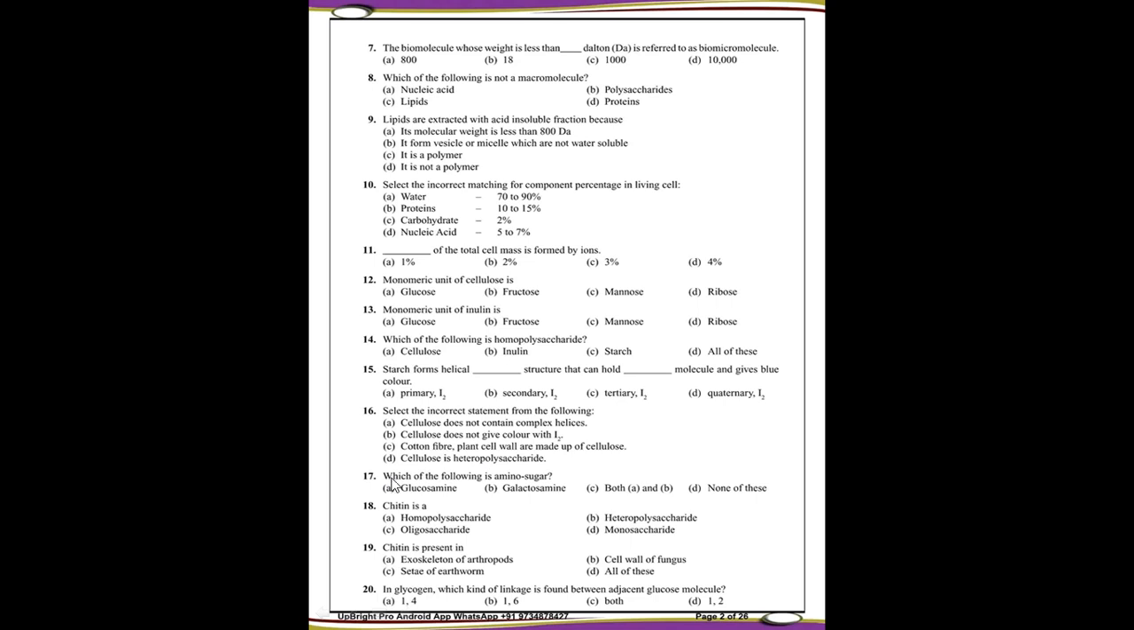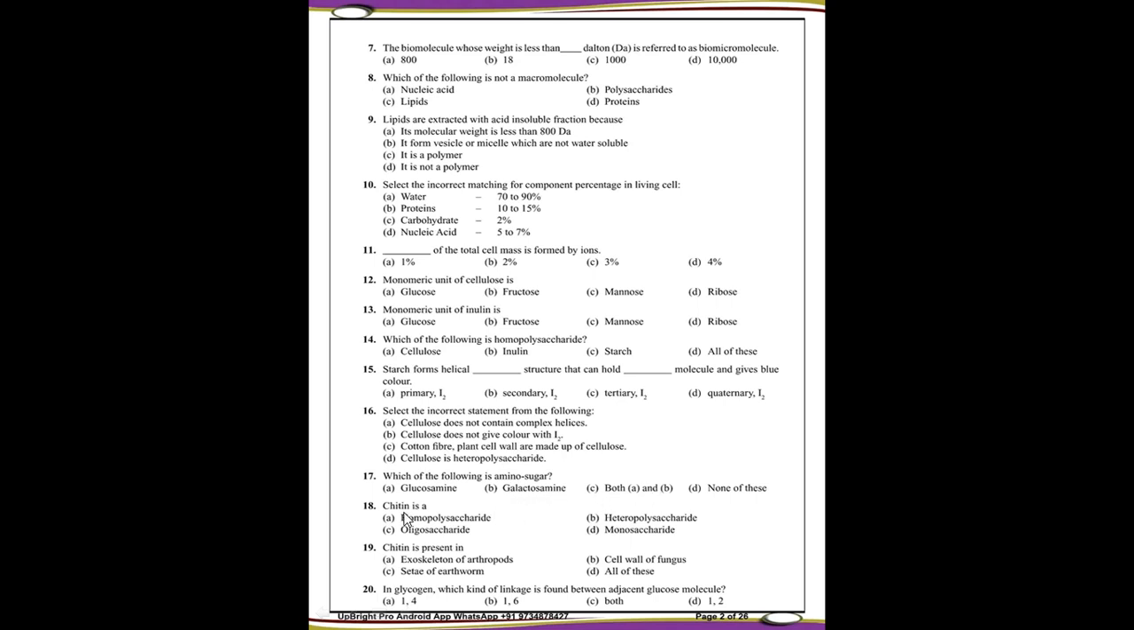Question 17. Which of the following is an amino sugar? An amino sugar is made of a sugar and an amino group. Is it glucosamine, galactosamine, both A and B, or none of these? I think the answer is C, both A and B, because glucosamine is made of glucose and an amino group, and galactosamine is made of galactose and an amino group.